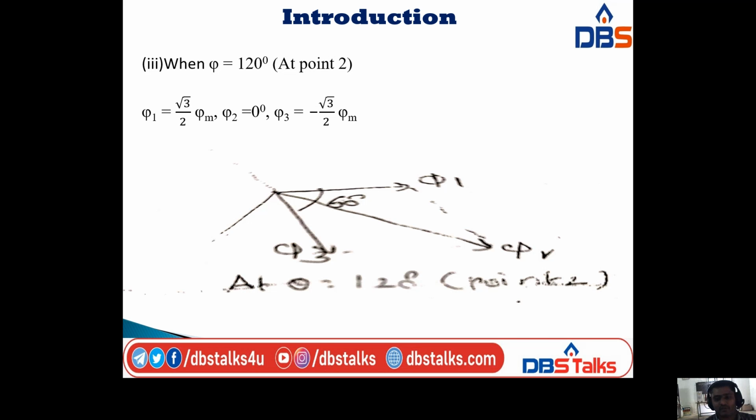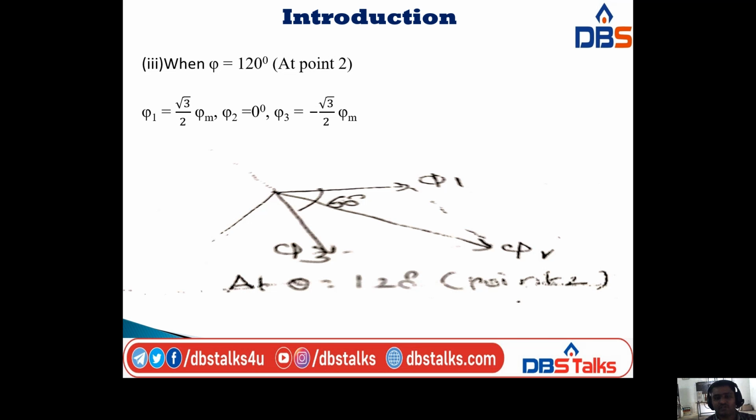Okay, so you know the formula of the instantaneous flux of phi 1, phi 2 and phi 3. Take those formulas here. That is phi 1 is equal to phi m into sin theta, and next phi 2 is equal to phi m into sin of theta minus 120, phi 3 is equal to phi m into sin of theta minus 240. So substitute the theta value 120 in those instantaneous flux values. So that is phi 1 is equal to root 3 by 2 into phi m, and phi 2 is 0, and phi 3 is minus root 3 by 2 into phi m.